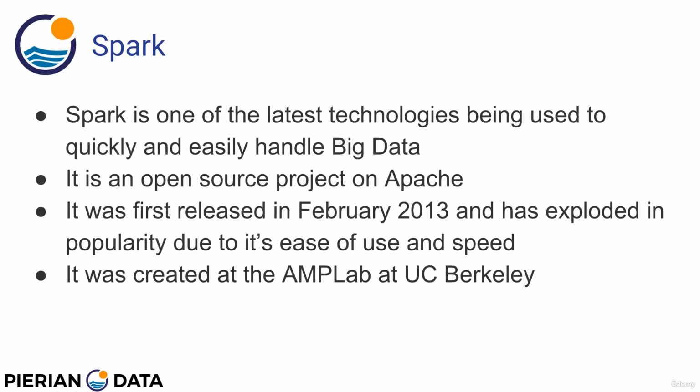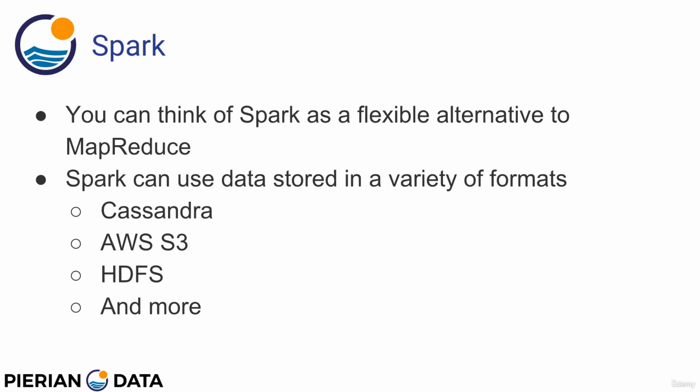Let's talk about Spark in general. Spark is one of the latest technologies being used to quickly and easily handle big data. It's an open source project on Apache and was first released in February 2013 and has exploded in popularity due to its ease of use and speed. It was created around 2009 at the AMP lab at UC Berkeley. So you can see that, relatively speaking, it's a very new technology. However, it's been adopted by many users.